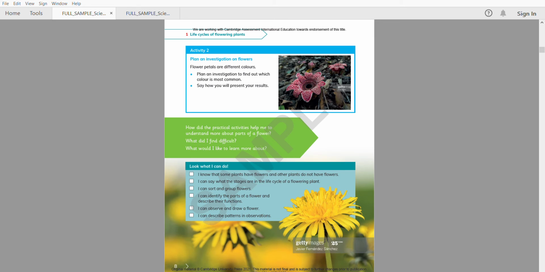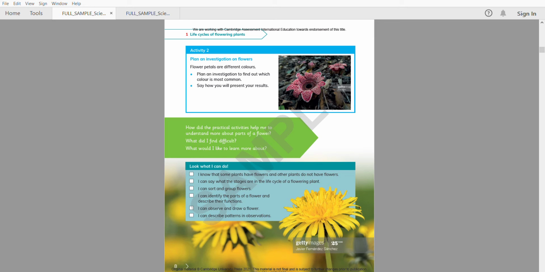Group 3 was tasked to plan an investigation to find out the most common colors of flowers. And we've done that by asking a few students to collect images of flowers, about 20 images of flowers, to figure out and group the flowers according to their colors.